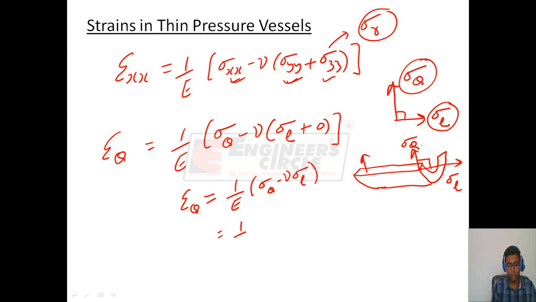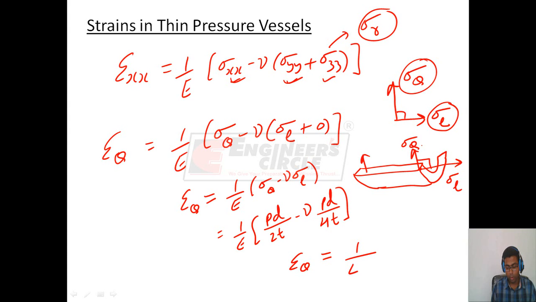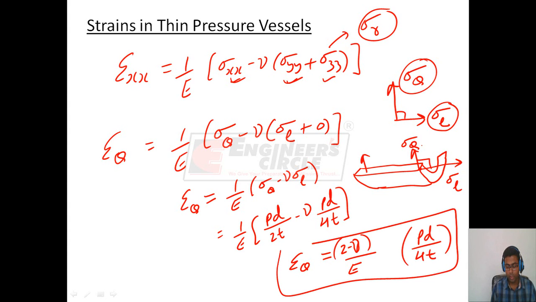But we have already found that sigma theta was PD by 2T and sigma L was PD by 4T. So we can write epsilon theta as equal to 1 upon E, PD by 4T can be taken common. So we get this as 2 minus mu. So this is the hoop strain in the thin cylindrical pressure vessel. So this is for thin cylindrical pressure vessel.